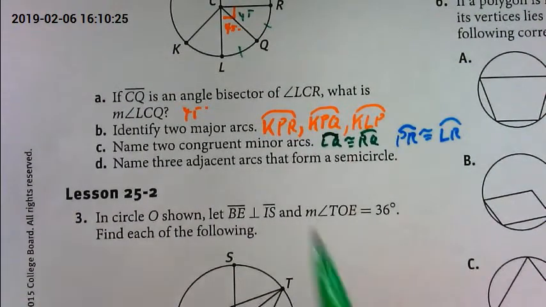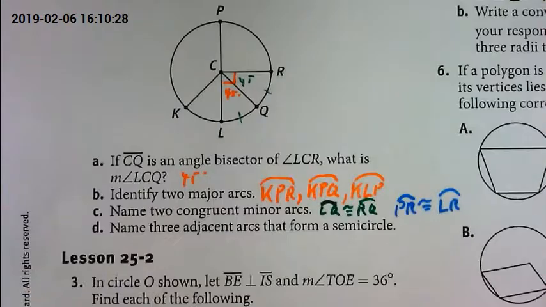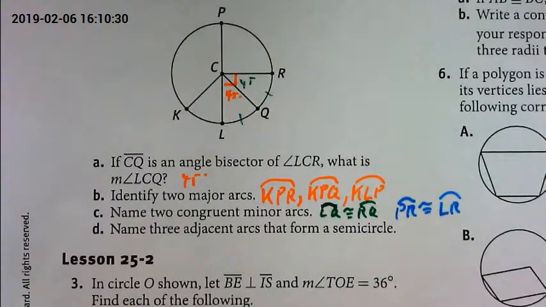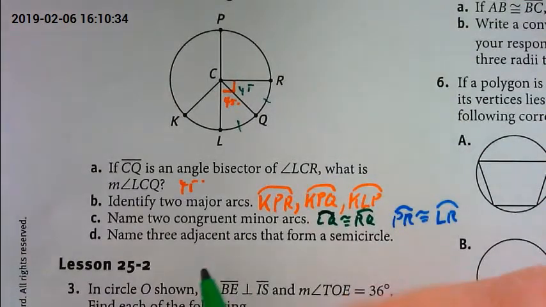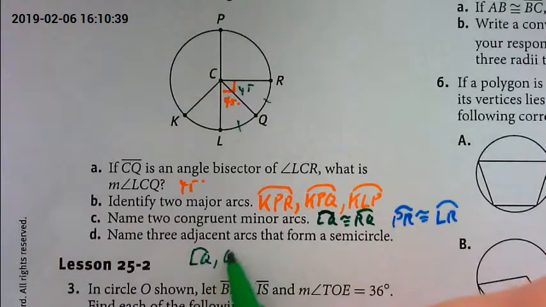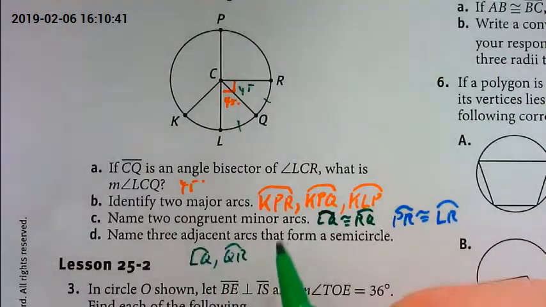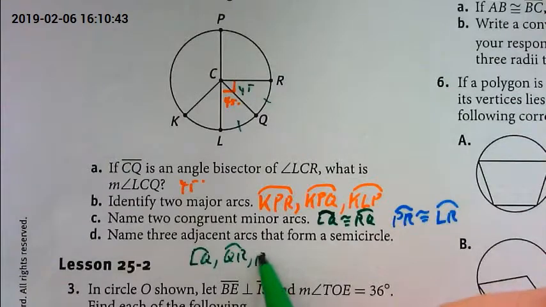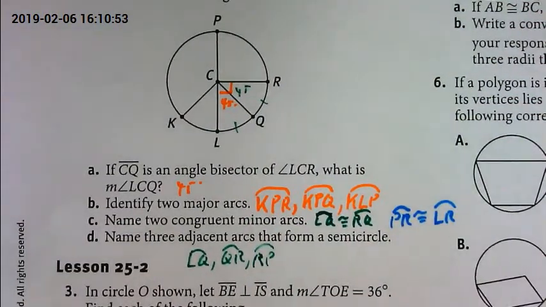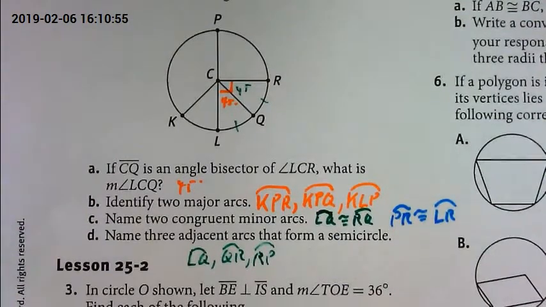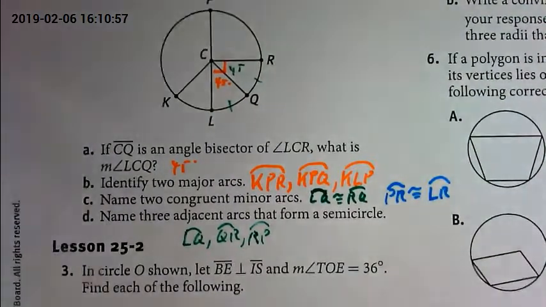Okay. On D, name 3 adjacent arcs that form a semicircle. LQ, you said QR, and PR or RP, either way. Yep. So these three here form a semicircle. All right, together they add up to 180 degrees. Good. All right, on the next one.